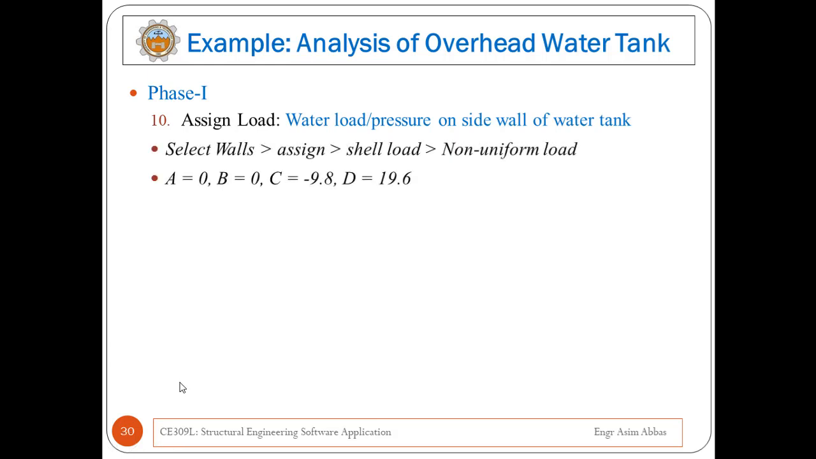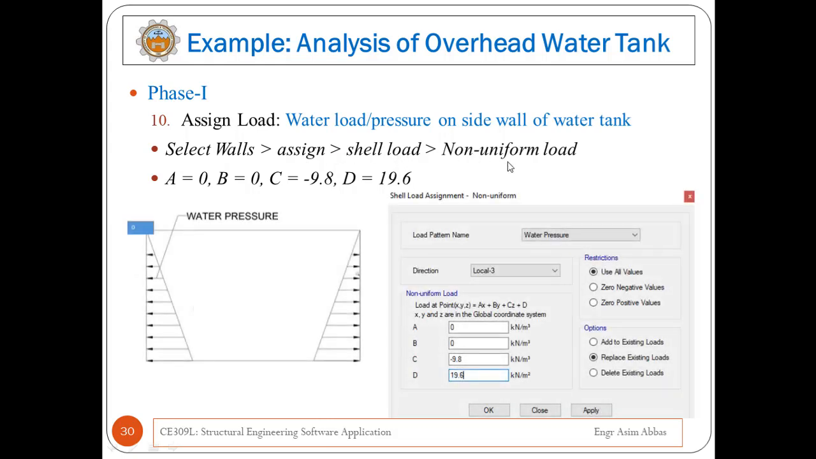Okay, once A, B, C and D values are determined, then select all wall members, then go to Assign, click on Shell Loads, then click on Non-Uniform Load. So this window will appear. From here, change the load pattern to water pressure, then change the direction to local 3, and then enter the A, B, C, D values in the relevant boxes, then click on OK. So the water pressure on the side of the wall will be applied.